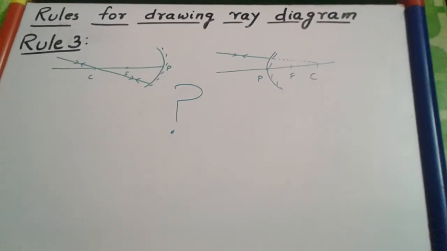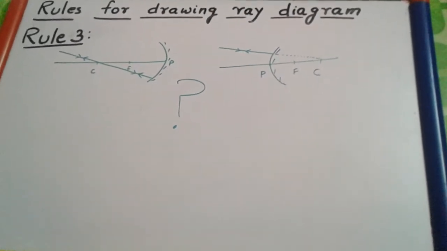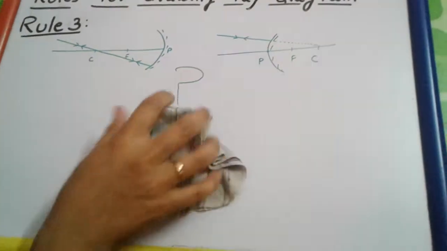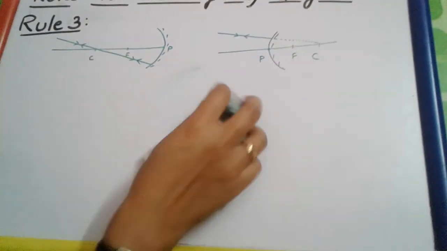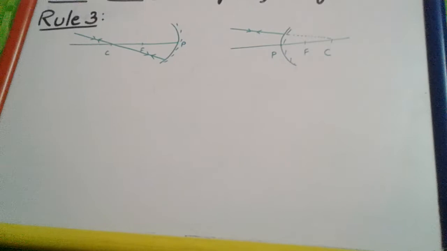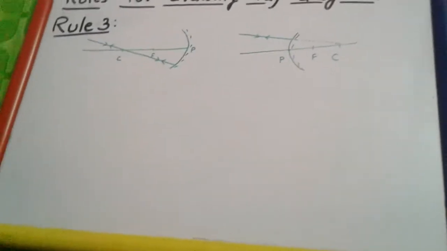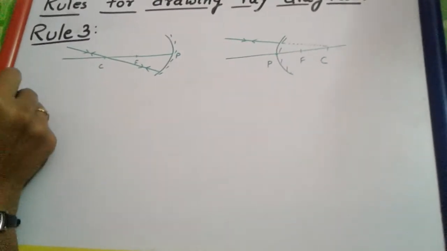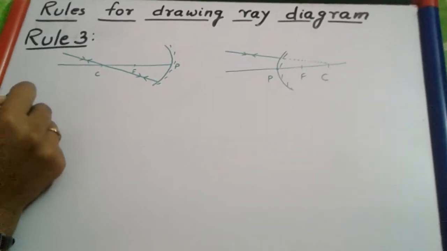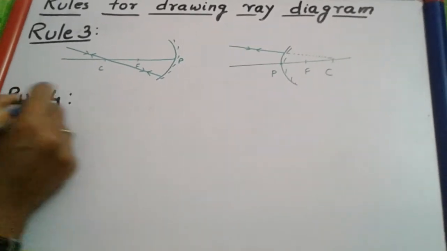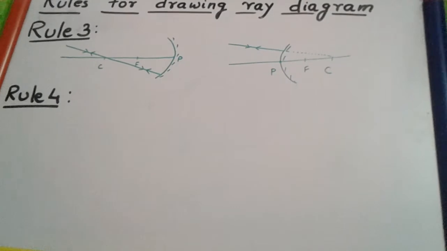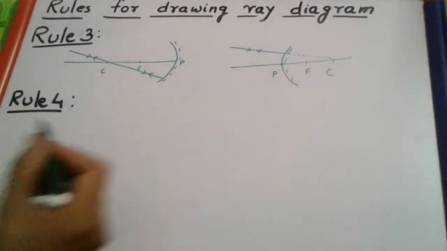Why does it happen with center of curvature only? Now I will leave it up to you to think, and after telling rule number 4, I'll tell you the reason. Till that time you can give a thought about it, why it will retrace its path backward. Coming to rule number 4, this is the last rule.